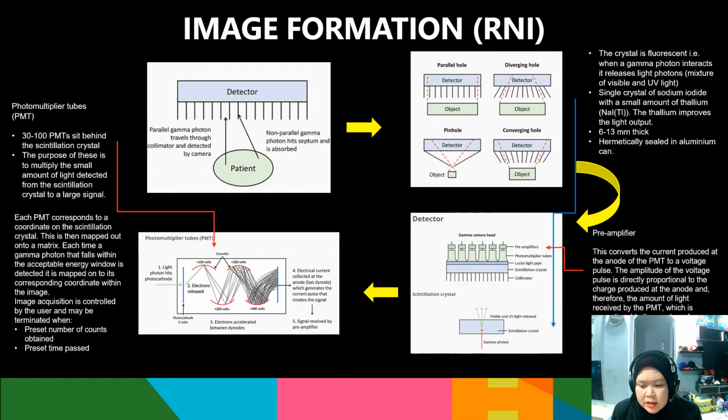Next is the scintillator crystal. The crystal is fluorescent. When a gamma photon interacts, it releases a light photon. It is a single crystal of sodium iodide with a small amount of thallium. The thallium will improve the light output. The crystal is 6 to 13 mm thick, hermetically sealed in an aluminium can.